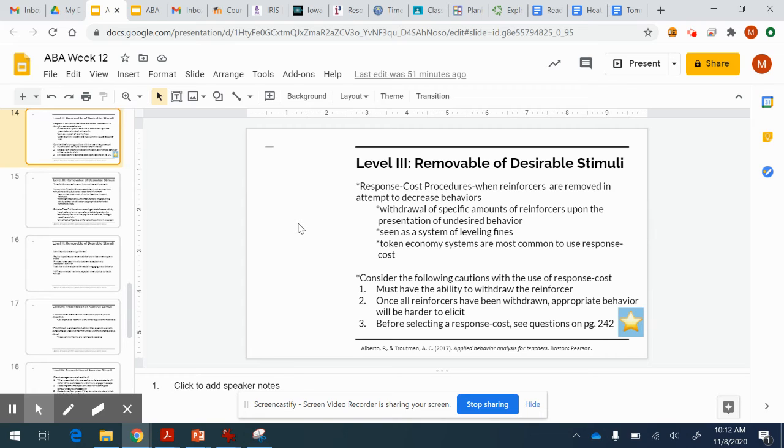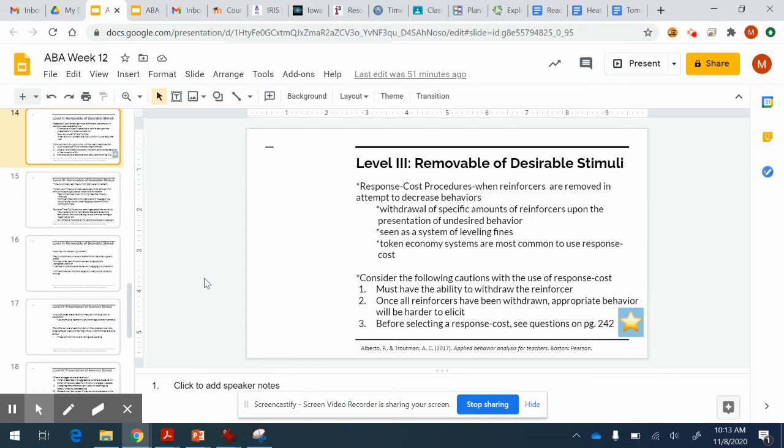Have the rules of appropriate behavior and the results or fines for infractions been clearly explained and understood? So we have to make sure that the student knows exactly why they are getting those things taken away from them. Has the ratio of the size of the fine to each instance of misbehavior been thought out? So just kind of making sure that the punishment fits the crime.